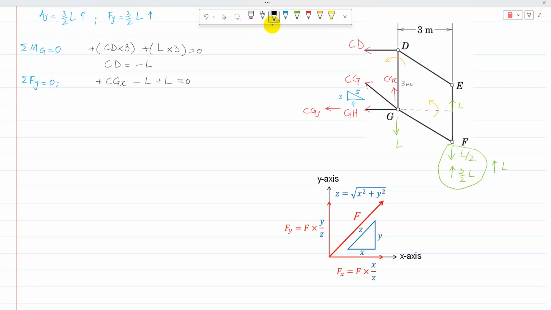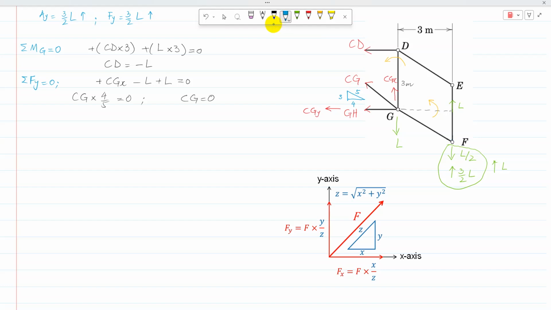Now for CGX, the horizontal component, using the triangular ratios, Fx is equal to F times X over Z, so it's CG times 4 over 5, and both cancel, so that is 0. So CG comes as 0.